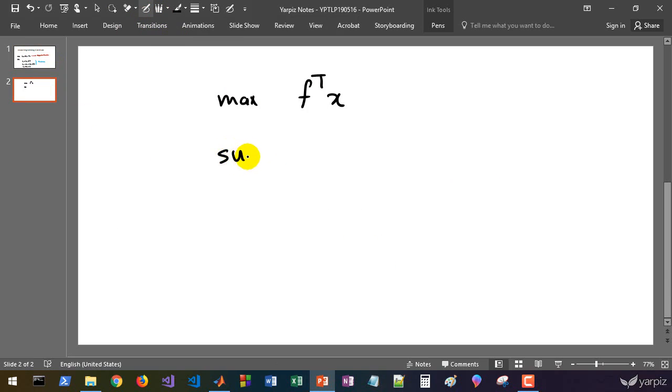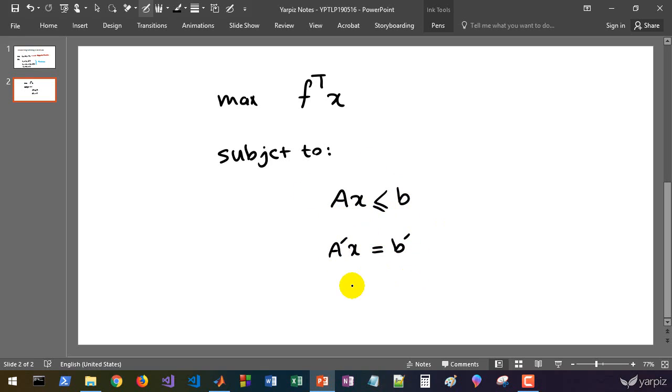And subject to that, we have some inequality constraints. For example, a matrix A times our decision variables less than or equal to some vector b, or A prime times x exactly equal to b prime. This system of inequalities represents our inequality constraints, and this system of equations represents our equality constraints.